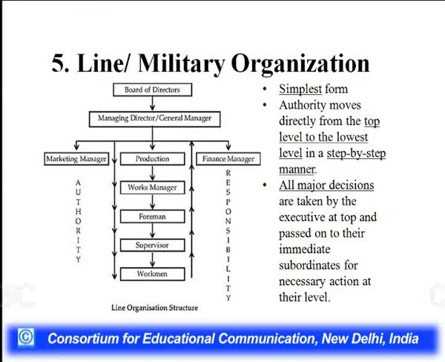And in this particular case, all major decisions are taken care of by the executive, that is at the top level, which are passed on to their immediate subordinates for necessary action and the working out of the progress on the task assigned to them. And this generally takes place when things have to be done on an emergency basis, when things have to be done in an orderly manner, when things have been pre-decided by the top executive, which basically need to be executed irrespective of getting feedback from the ground level or from the bottom level.